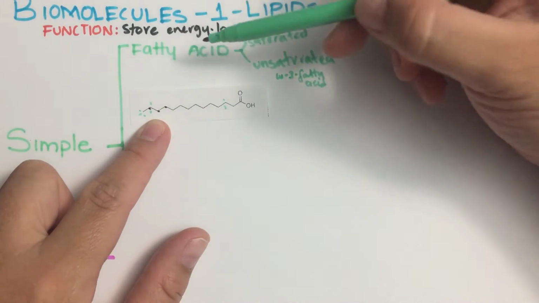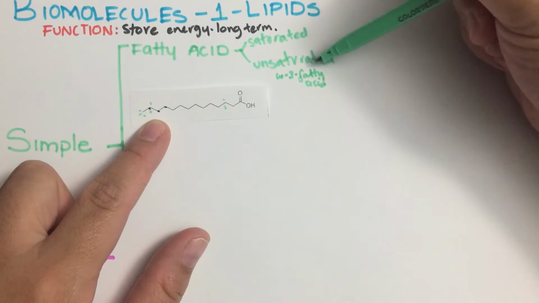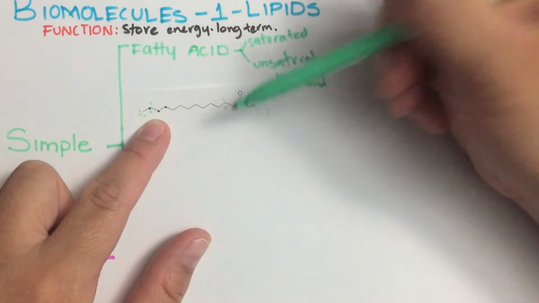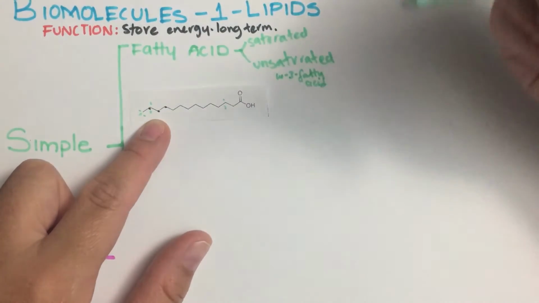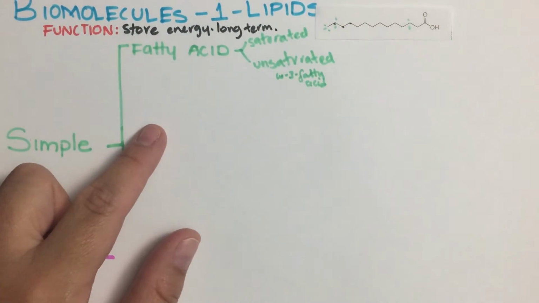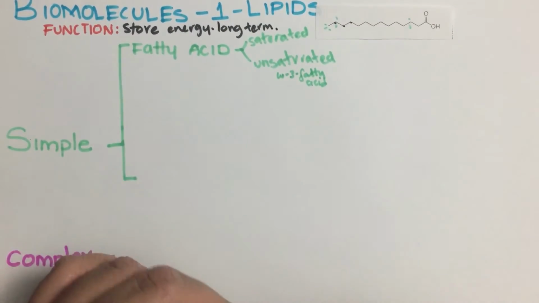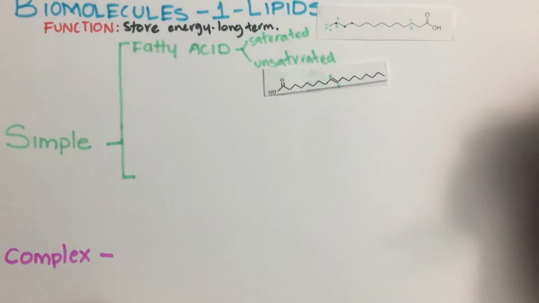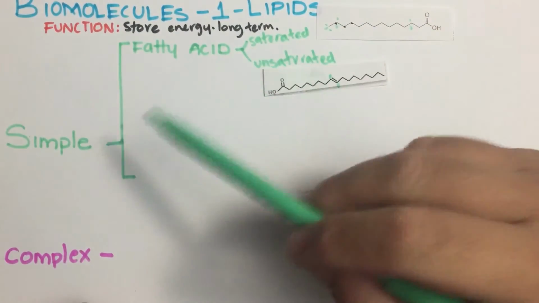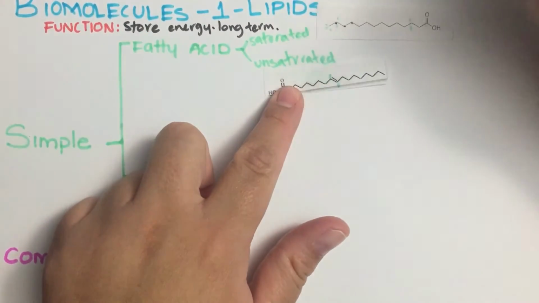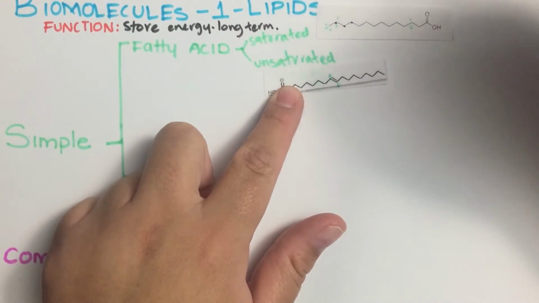Fatty acids can be saturated or unsaturated. To be saturated means to have only single bonds. That means you cannot add any more hydrogens; it's saturated with hydrogens. To be unsaturated means it has at least one double bond. It could be double, could be triple, but in the case of lipids, it's only double bonds. This double bond means you can still add some hydrogen there.